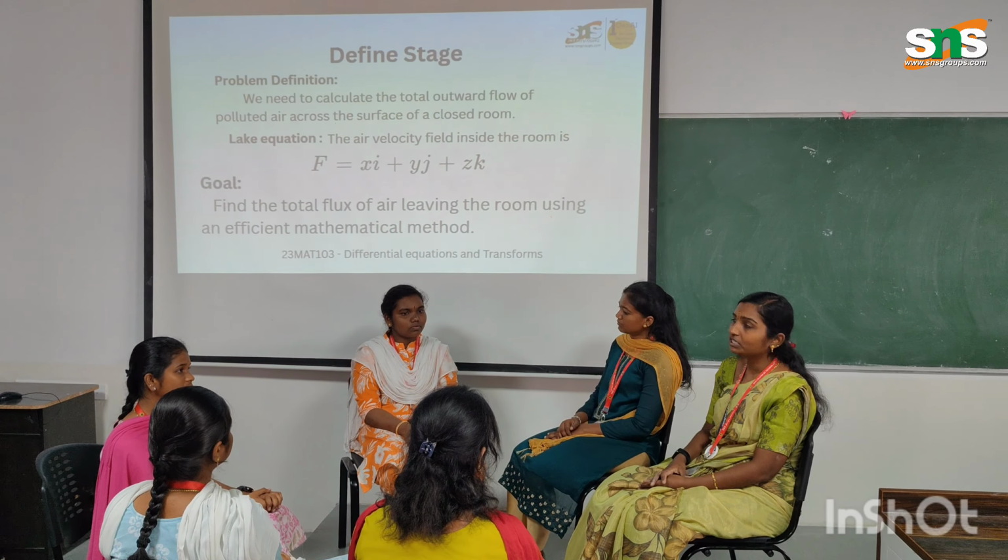And combining all three, we have the vector function as f vector here. So f vector is equal to x i vector plus y j vector plus z k vector. Our goal is to find the total flux of air leaving the room using an efficient mathematical method. So we are going to find an efficient mathematical method to find the flux here.